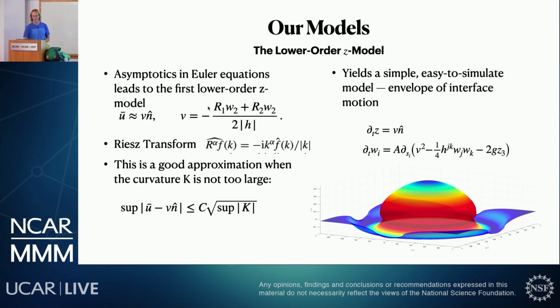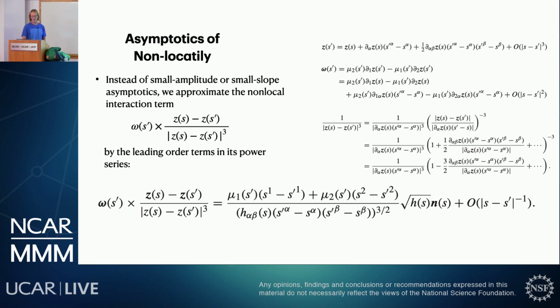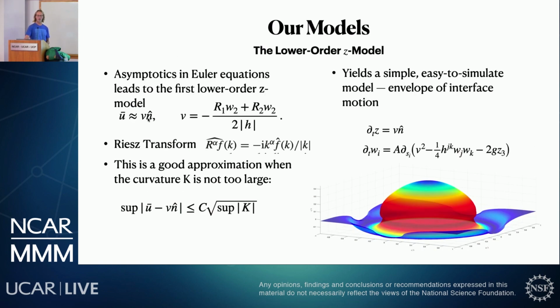The lower order Z model almost becomes a local evolution equation. So this is telling you that you need some law. Partial t of z1 is some velocity, u1. Partial t of z2 is some velocity, u bar 2. Partial t of z3 is some velocity, u bar 3. And you replace these exact velocities coming from this full non-local reconstruction with some approximation. In the lower order Z model, the approximation is given by this vector nu, and nu is almost local. The only non-locality comes from what's called the Riesz transform.